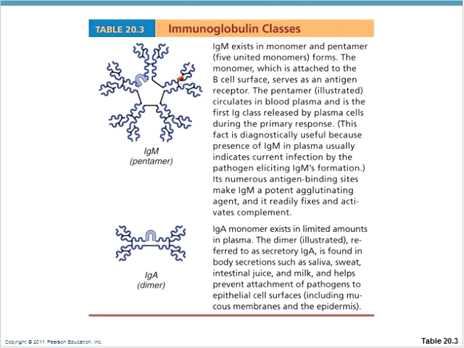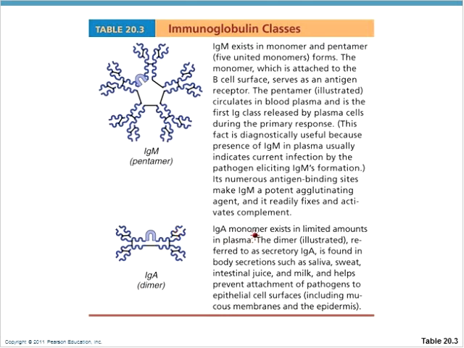This, in fact, is diagnostically useful because the presence of IgM in the plasma is very important. So it's important to know that. And then with IgM, its numerous antigen binding sites make it a potent agglutinating agent, and it readily fixes and activates complement.